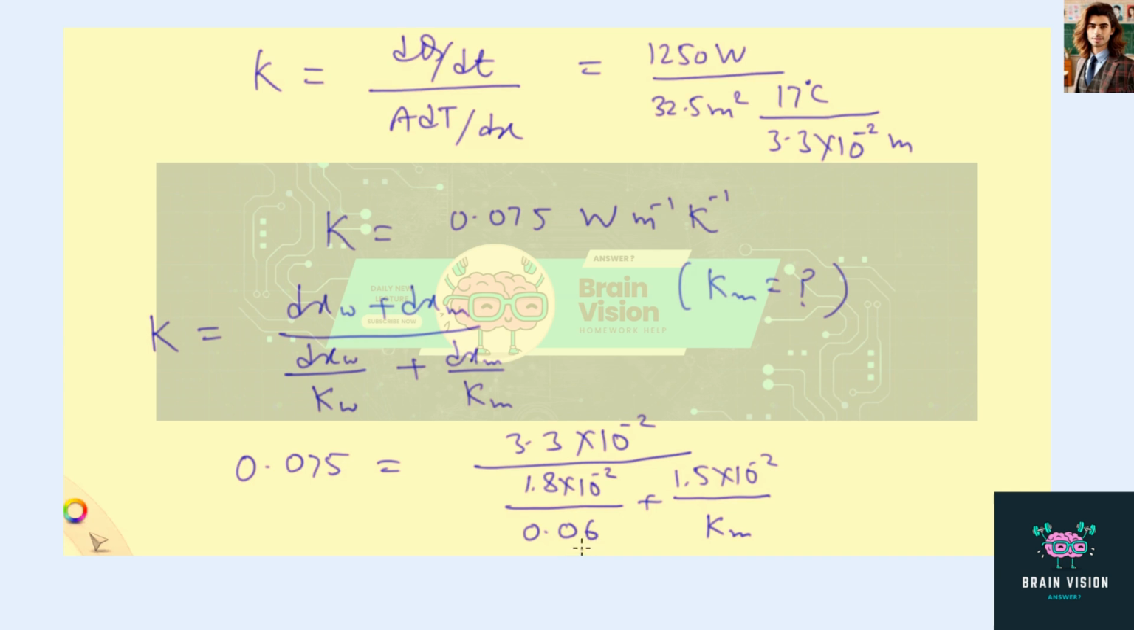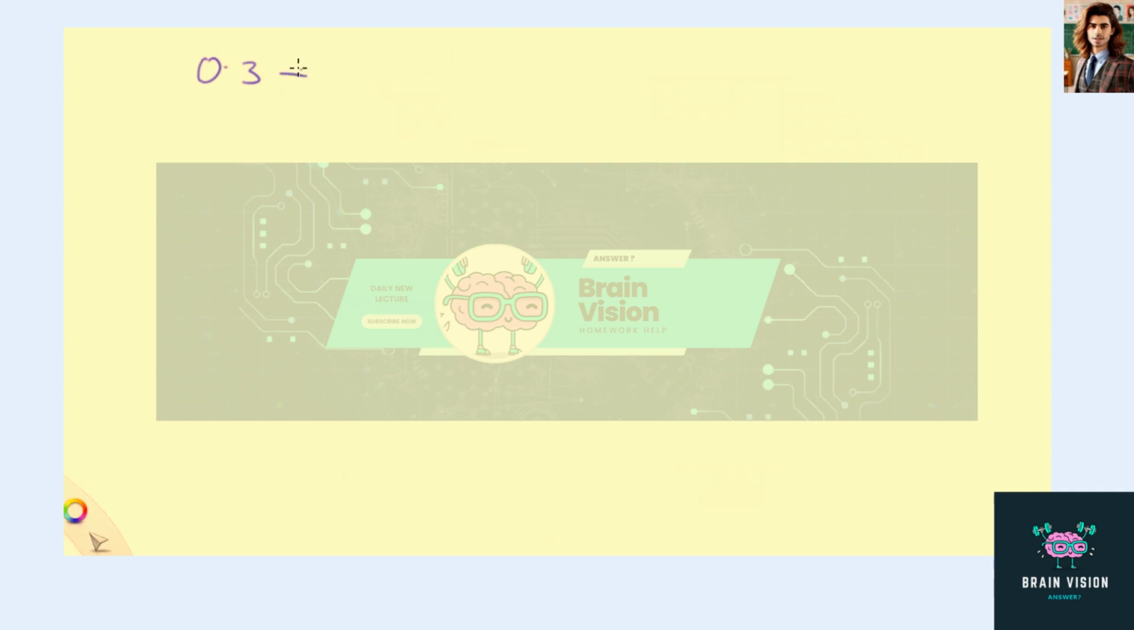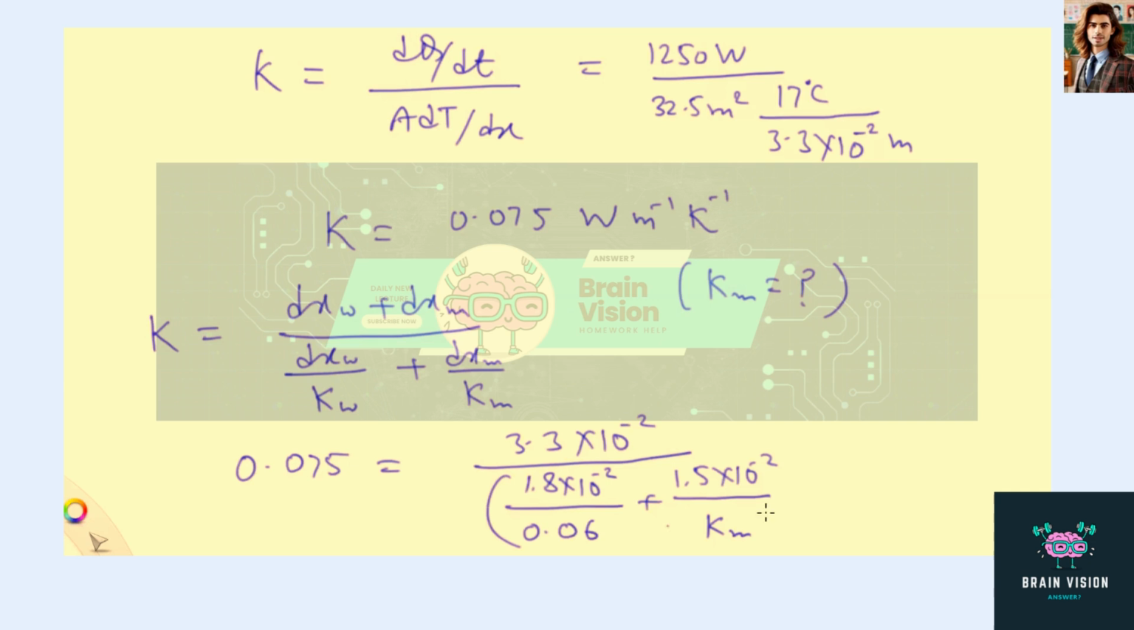So here, if we solve this, 1.8 into 10 to the power minus 2 divided by 0.06 comes out to be 0.3. So this is 0.3 plus 1.5 into 10 to the power minus 2 divided by km, which is missing, will be equal to 3.3 into 10 to the power minus 2 divided by 0.075. On making a cross multiplication, actually we have shifted this denominator this side, and this 0.075 has been shifted to the denominator of 3.3 into 10 to the power minus 2.